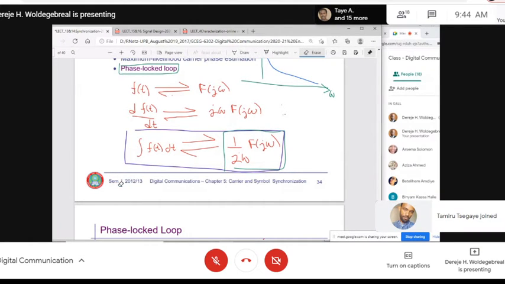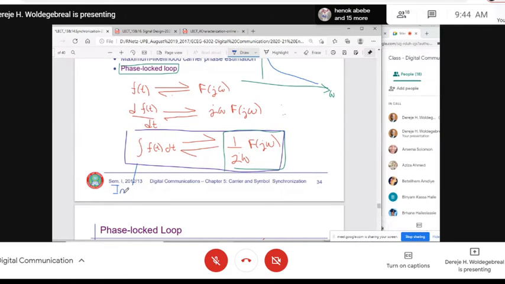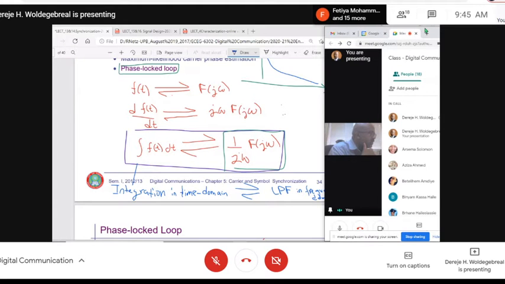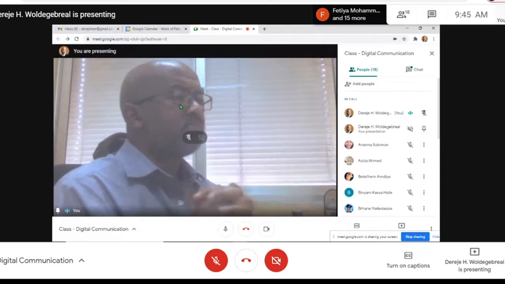Let me use a different color. An important property: integration in time domain is low pass filtering. Okay, so this is what we understand from basic physics, from basic signals.